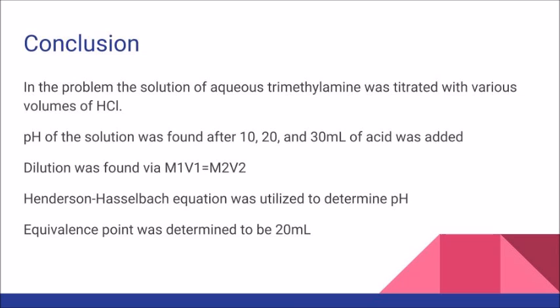Conclusion. In this problem, the solution of aqueous trimethylamine was titrated with various volumes of HCl. pH of the solution was found after 10, 20, and 30 mL of acid was added. Dilution was found via the equation M1V1 equals M2V2. Henderson-Hasselbalch equation was utilized to determine the pH. Equivalence point was determined to be 20 mL.